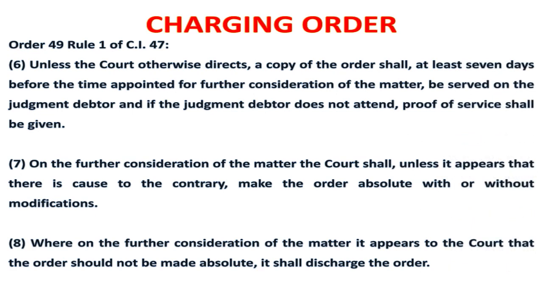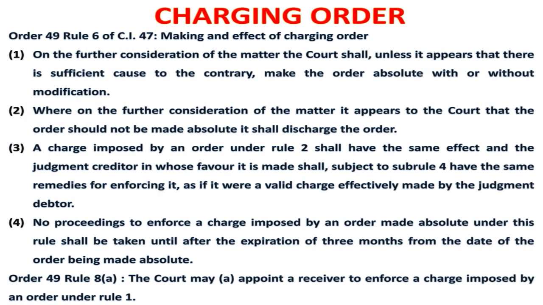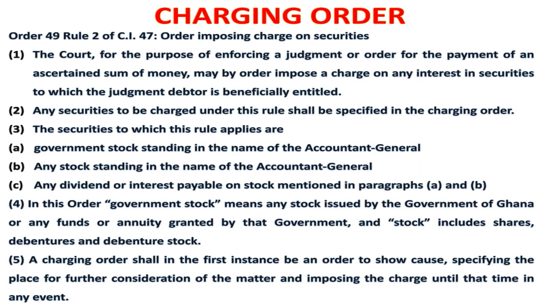By this point, what we know is that charging order is one of the modes we can use to enforce judgments for the payment of money. And the charge need not be created over only immovable property. It can also be created on securities, as we've seen under Order 49 Rule 2 of the CI 47. And the securities include shares that the judgment debtor has. We can create charges over all those properties.